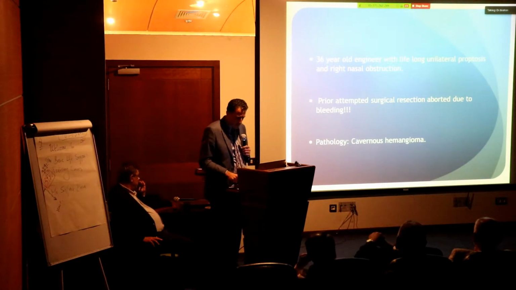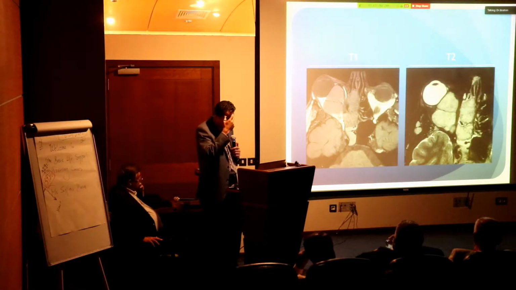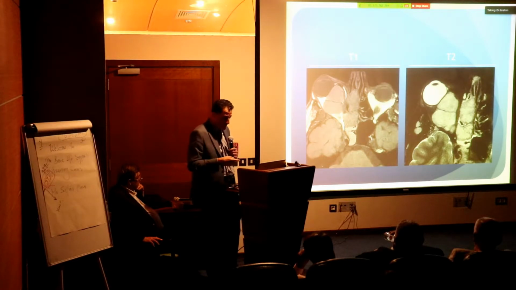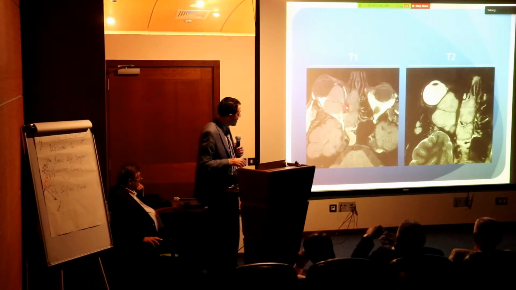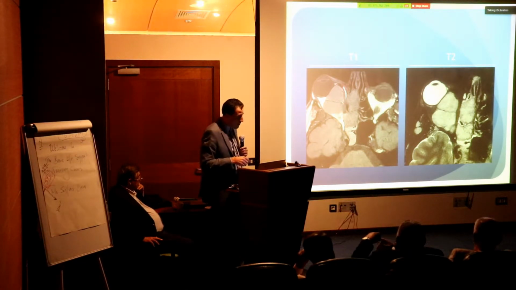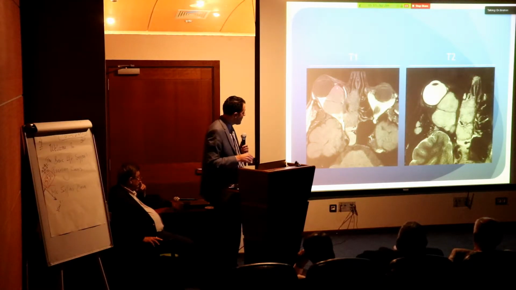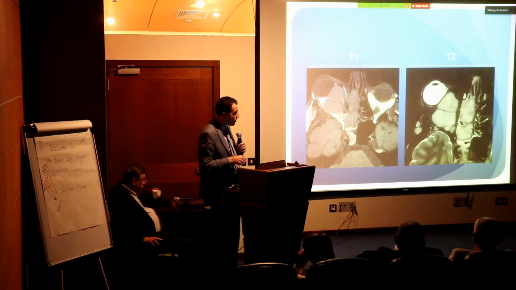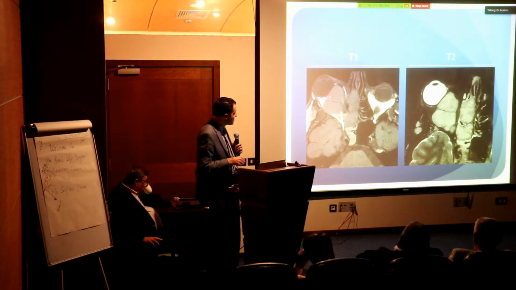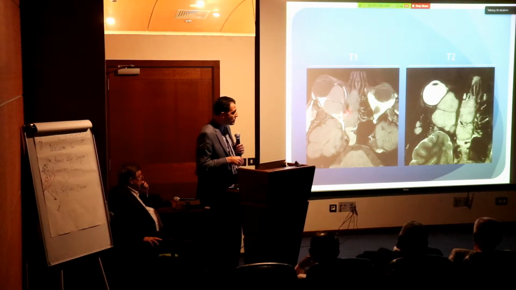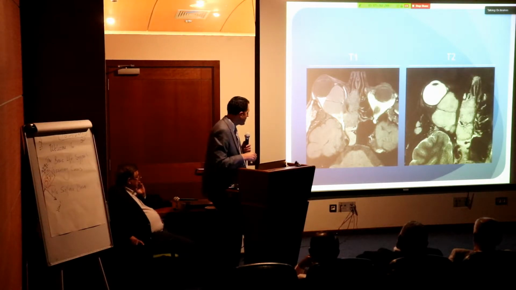So eventually he was referred to us for evaluation. This is the MRI of the patient. As you could see, we have a well-defined, multilobulated, intraconal, large lesion resulting in compression of the optic nerve, which you see part of it here. The lesion does extend almost to the orbital apex.